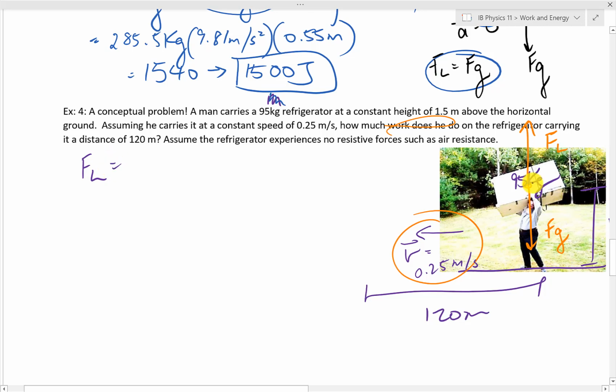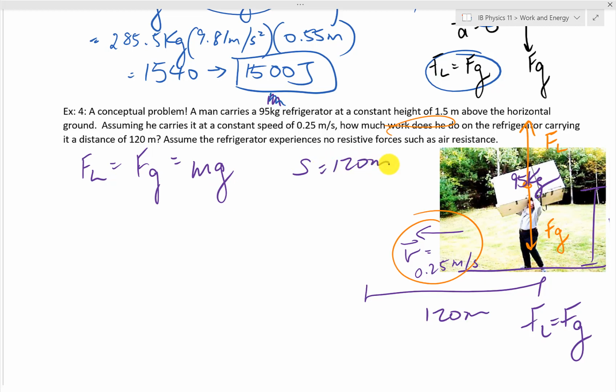And since the refrigerator is not accelerating up and down, it looks like the lifting force is equal to the force due to gravity, which is just mass times gravity here. The displacement we have is 120 meters.